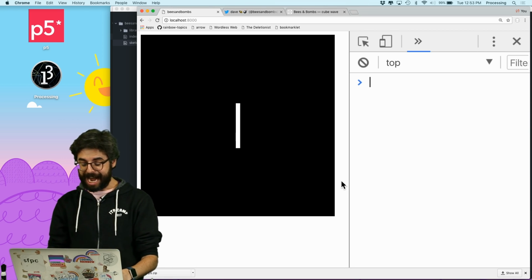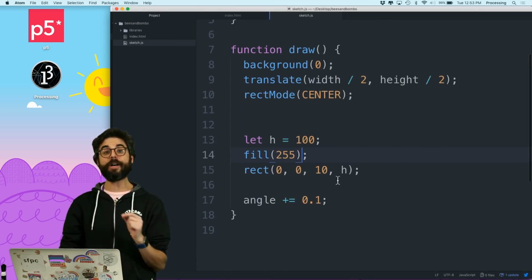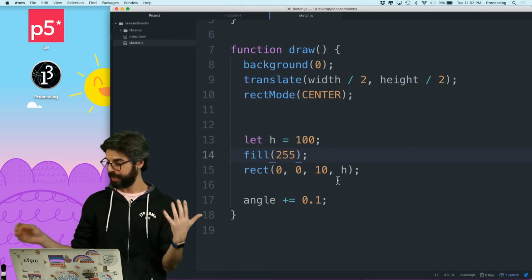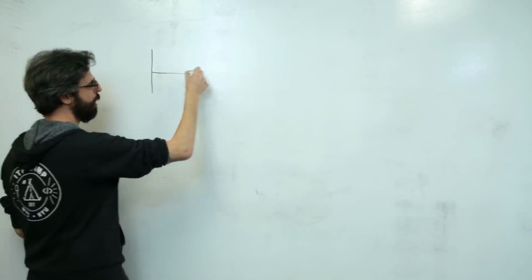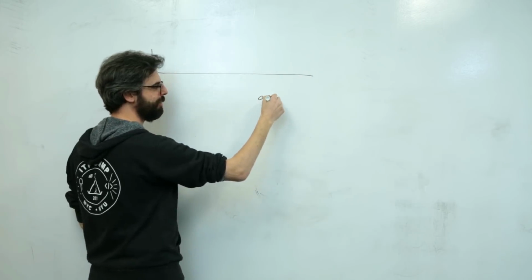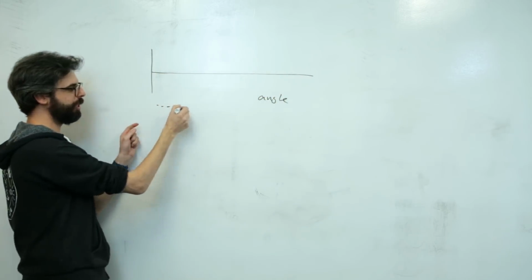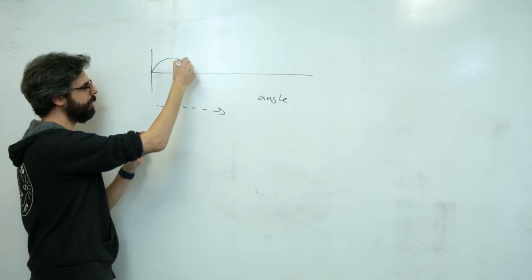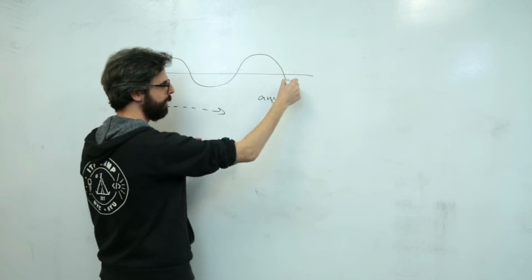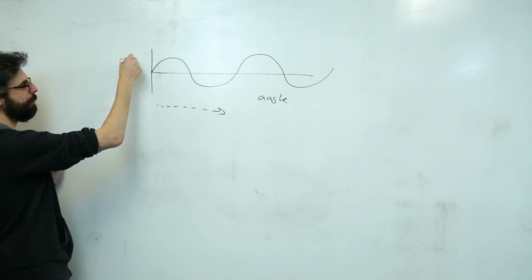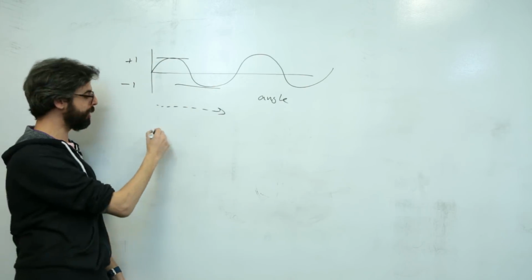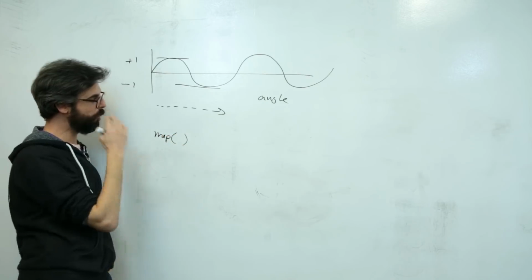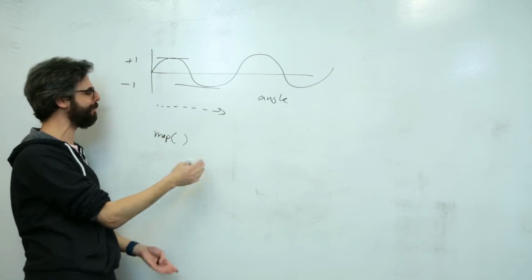So the sine function is a function that will give me a value between -1 and 1. If I were to graph the sine function, and the x-axis here I could think of as that angle that's increasing over time, I would see a curve like this. And that curve is going to oscillate between +1 and -1. So I could certainly use the map function and actually probably will.